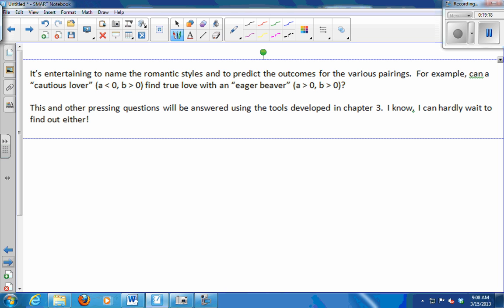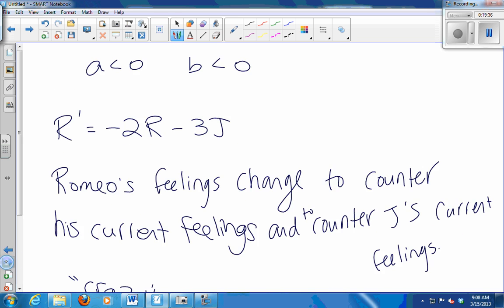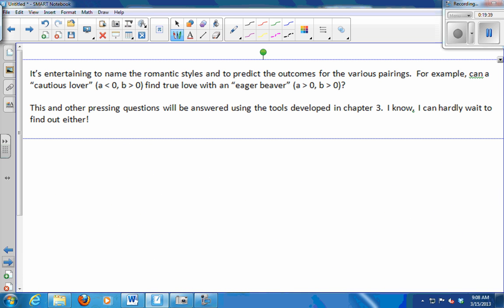So it's entertaining to name the different romantic styles and to predict the outcomes of various pairings. For example, can we pair a cautious lover, what did we call this, a negative, b positive, unhealthy, with an overenthusiastic lover? Will they find love? Will they eventually be able to find mutual love? What happens to them if they get together? That's the solution to the system. This and other pressing questions will be answered using the tools we develop in Chapter 3. And I can hardly wait to find out either.